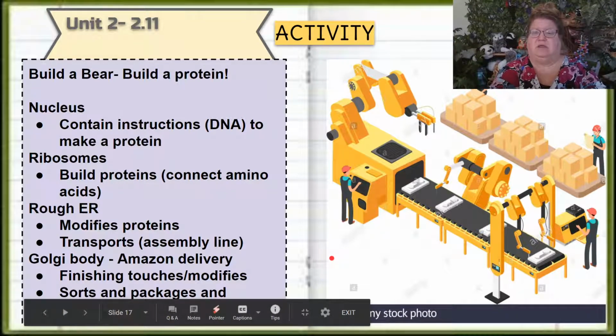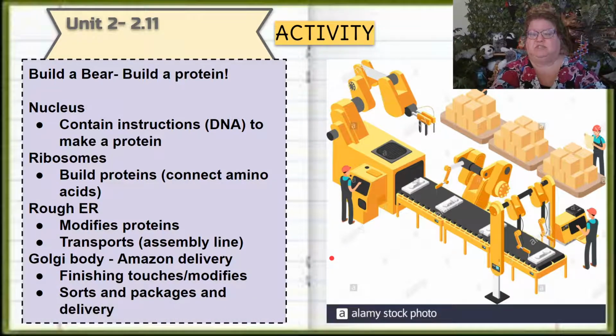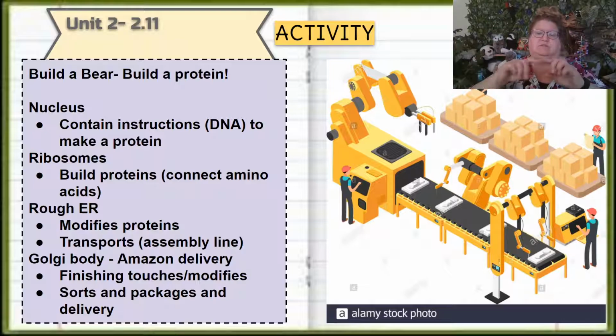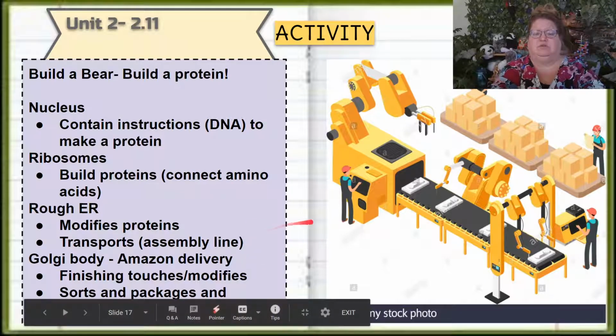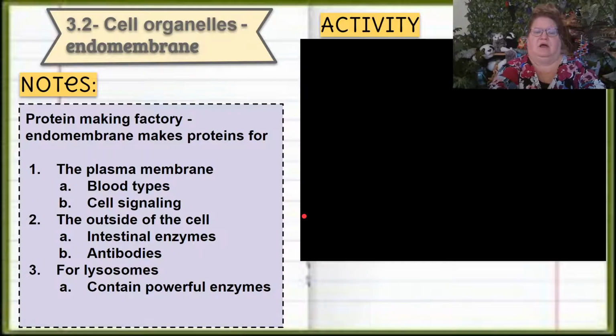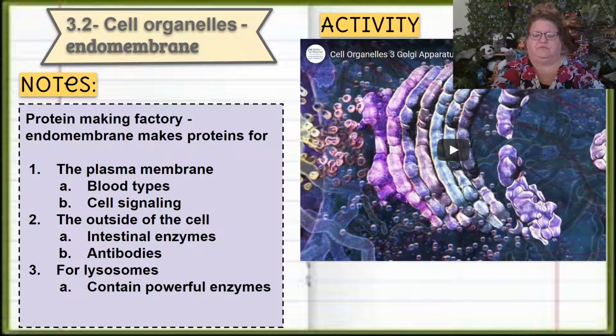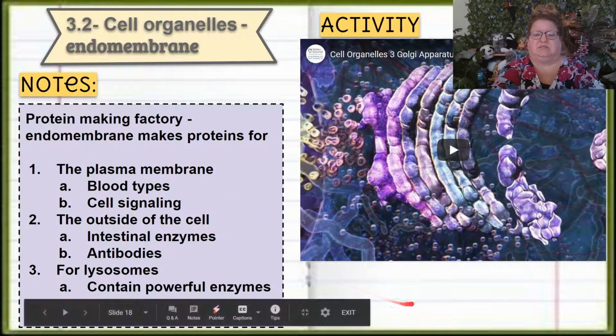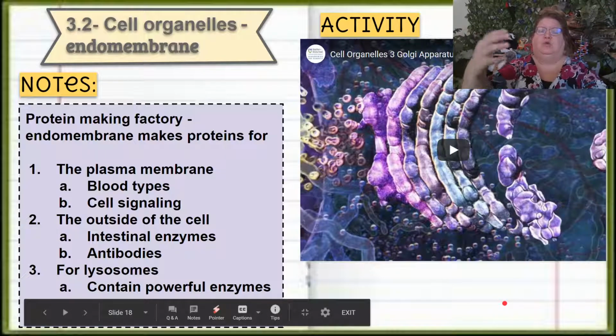So the Golgi body is going to be this. It's going to provide the finishing touches. It's going to modify the protein, and then it's going to sort them out and then send them different places. And it's going to deliver the proteins to where they need to go. So for instance, here are a couple of different examples. We have the plasma membrane that makes blood types or cell signaling proteins. So we can make proteins for the membrane.